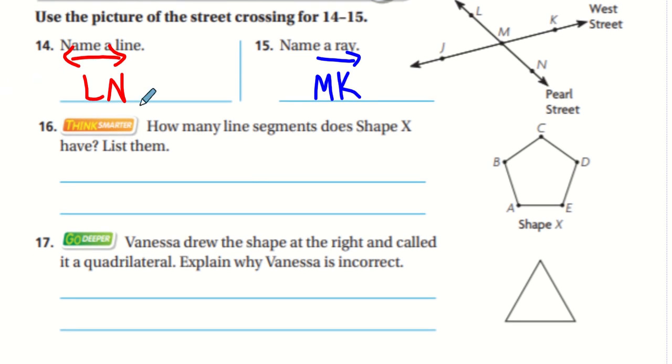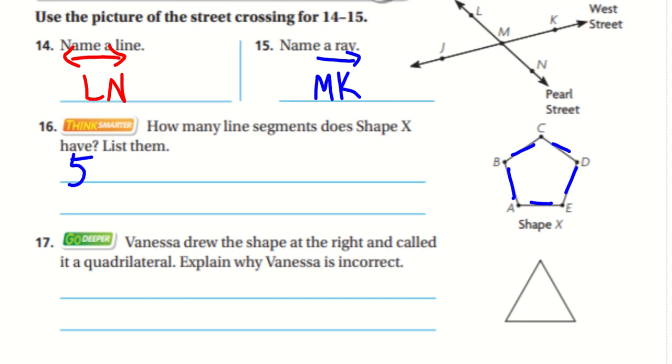Okay, look at number 16. It says, how many line segments does shape X have? List them. Okay, so if you look right here, this says shape X, so this is the shape they're talking about. It says, how many line segments do they have? So first, let's count our line segments. So we have 1, 2, 3, 4, 5. So the answer to the first question is 5 line segments.